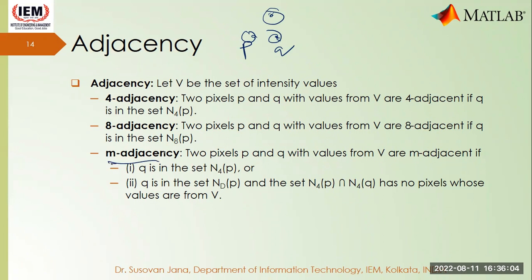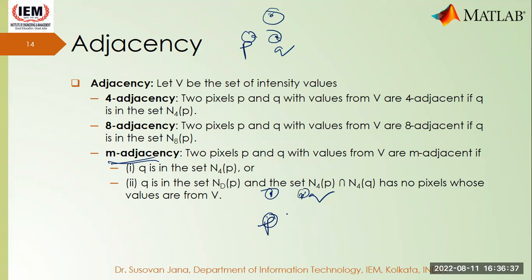Now what is M adjacency? M adjacency has been introduced to actually remove some ambiguity. So, suppose I have one pixel P here, another pixel Q here, and in between one pixel. Okay. Now, and most importantly, we need to know the pixel intensities. We are assuming that the intensities are same. Okay. So now, if we have one neighborhood pixel of P here, another neighborhood pixel of P is Q.